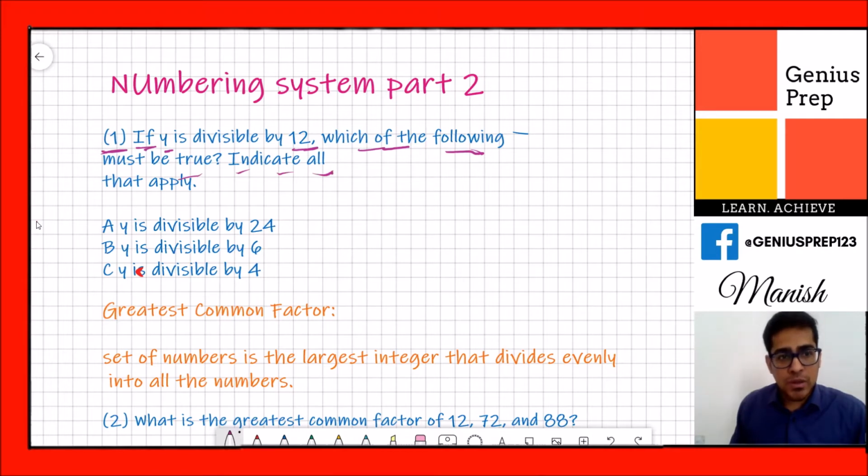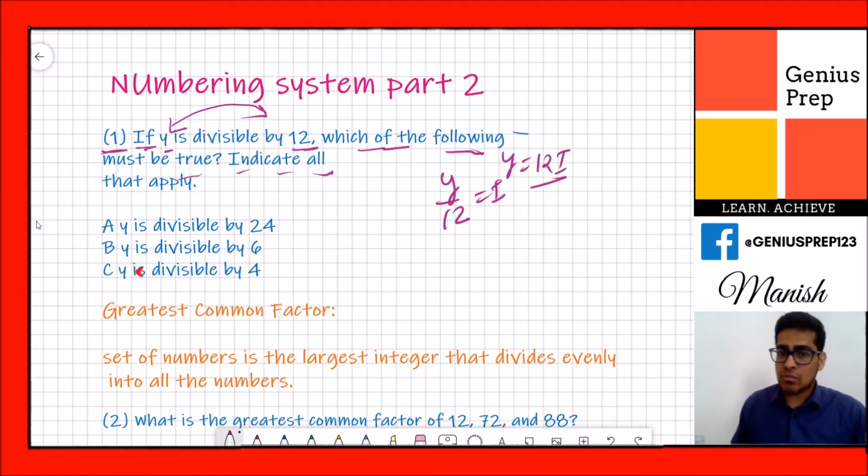Okay, so what does it mean? First we need to understand the wording of the question. y is divisible by 12, that means y divided by 12 gives an integer, or we can say y is a multiple of 12. The options are: y divisible by 24, y divisible by 6, or y divisible by 4.